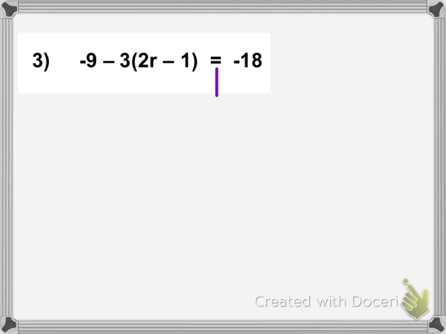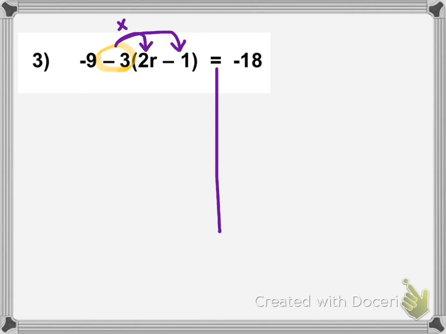Example 3. Let's draw our vertical line. Step 1, distribute if we have parentheses. We do have parentheses, so we're going to distribute. The number outside of the parentheses, it's not just 3, it's a negative 3. You've got to look at the sign in front of it. So the number that we'll be distributing inside our parentheses will be negative 3 to both the 2r and to the negative 1. And remember, we're always multiplying when we do that.